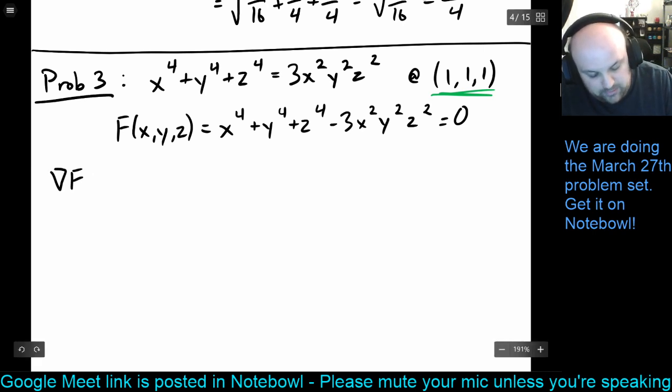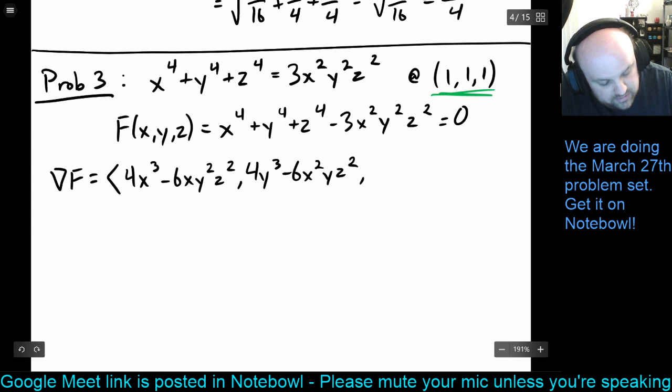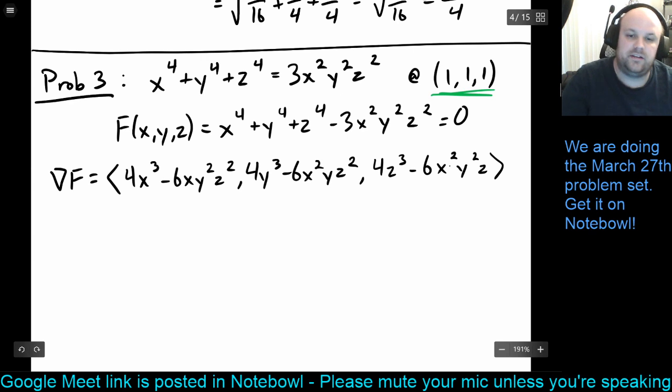So when we take the gradient of this function, right, we're going to have 4x cubed minus 6x y squared z squared. And then 4y cubed minus 6x squared y z squared. And 4z cubed minus 6x squared y squared z. Right.